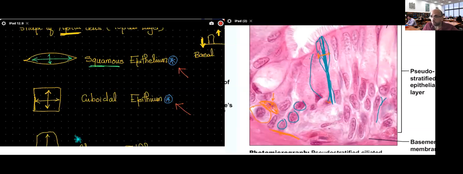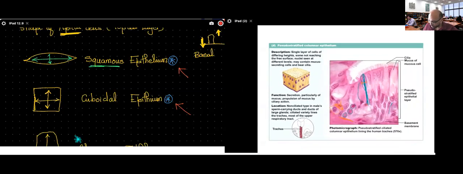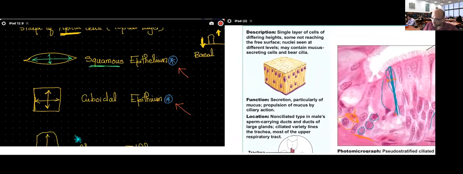So this simply tells you that actually all the cells are attached to the basement membrane, but they are just of different heights.